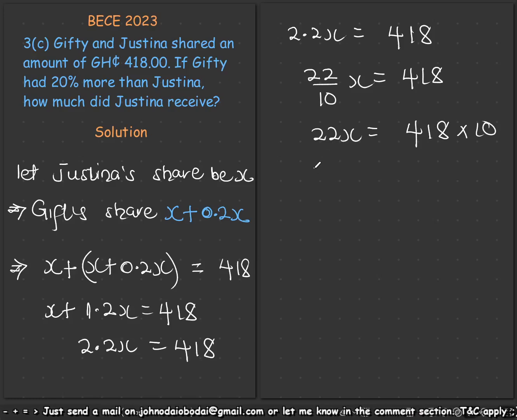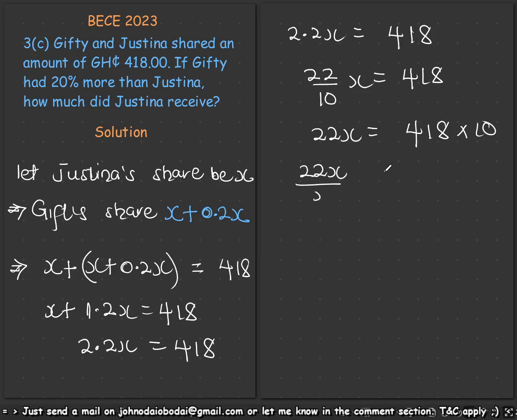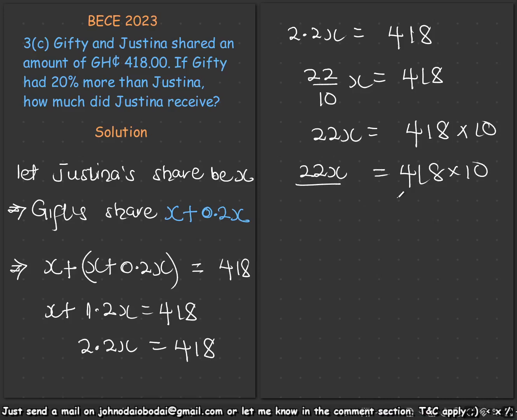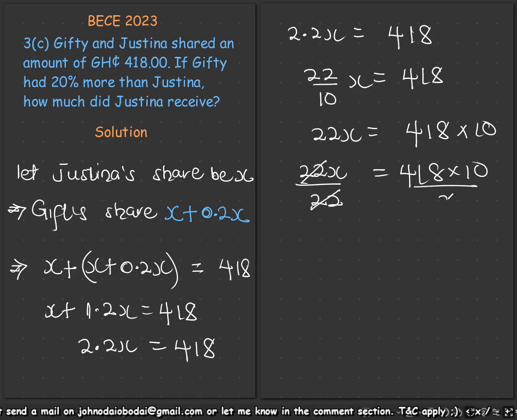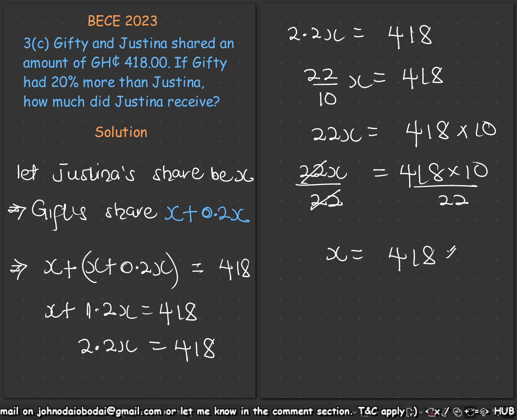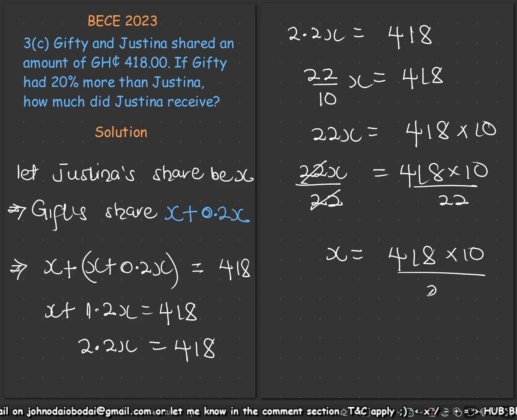Once again, it is X we want. So after this, we have to divide both sides by 22, so that this 22 here can cancel this, and then we have this remaining. So what this means is our X is equal to 418 times 10 all over 22.